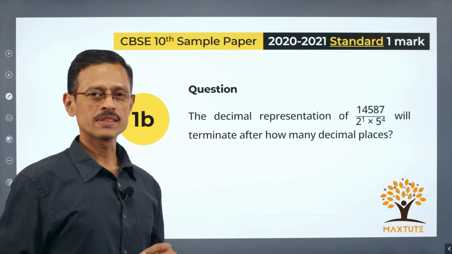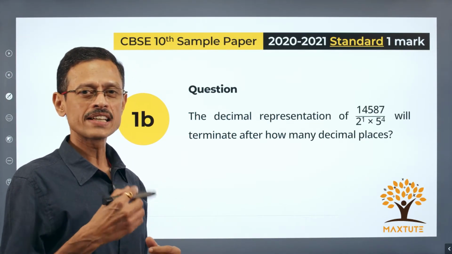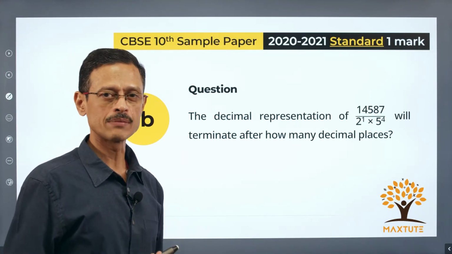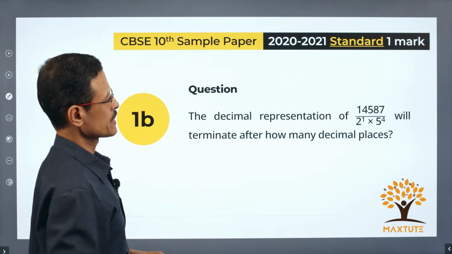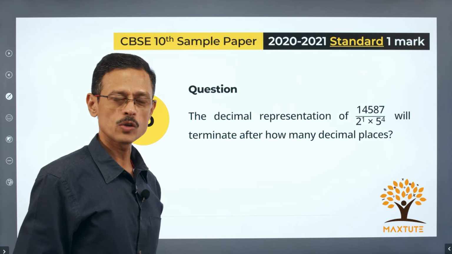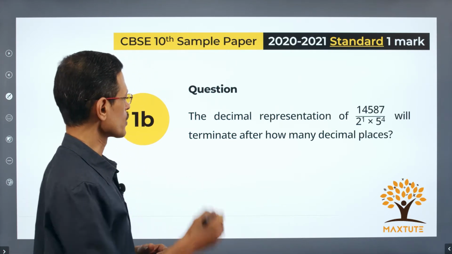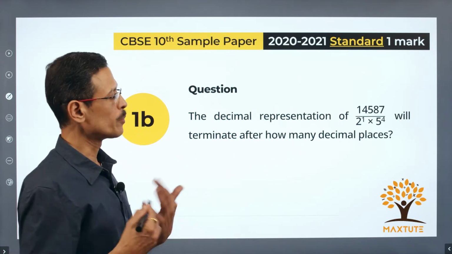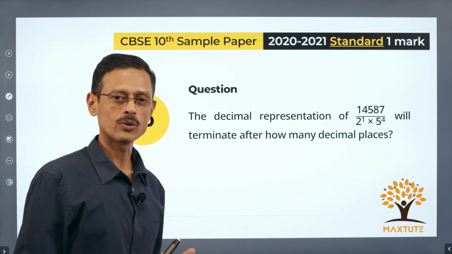This question is also from the chapter Real Numbers. Usually the internal choice questions, both of them appear from the same topic. The decimal representation of 14587 divided by 2 raised to the power of 1 times 5 raised to the power of 4 will terminate after how many decimal places is what we need to find out.